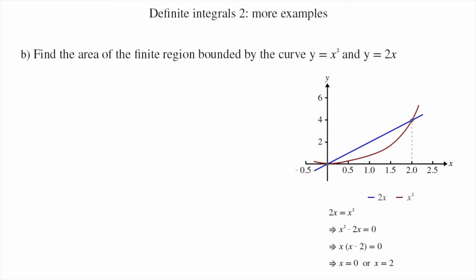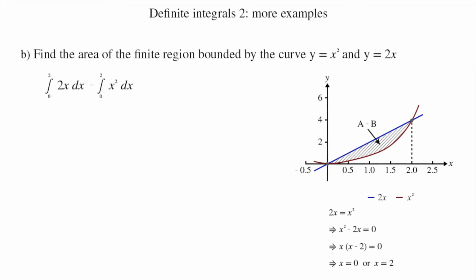You'll also notice that the line y equals 2x is always above the curve y equals x squared between 0 and 2. So if we integrate 2x from 0 to 2, we'll get this whole area here, call it area A. If we integrate x squared between 0 and 2, we'll get this area here, call it area B. Hence, if we subtract the second integral from the first, we'll have A minus B, which is equal to the area here that we are looking for.